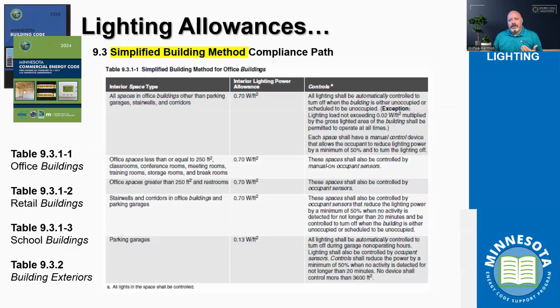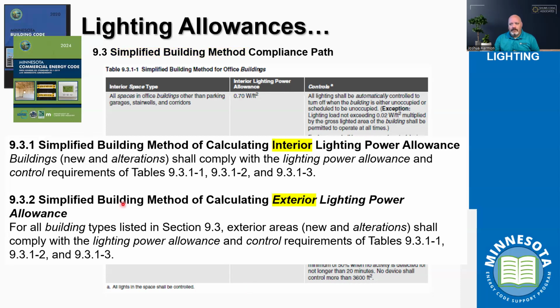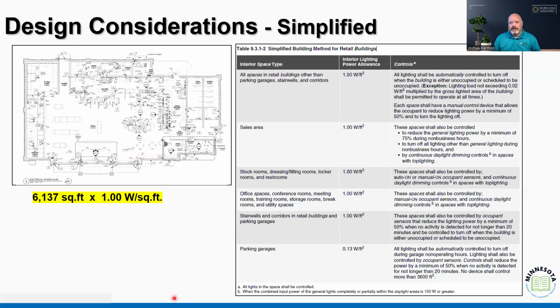Looking at that simplified building process, we've got tables that represent the different building types within the simplified system. And then within that table, we'll get the different functional areas, and we'll get a very basic calculation of watts per square foot, for the parking garage versus stairwells versus the office space, or all spaces other than. So we're going to look at these tables. It's going to tell us the type of controls, the allowances, the power calculation that goes with it based on square footage, and then that's how we would apply it. Again, interior and exterior of that building can go through this simplified calculation.